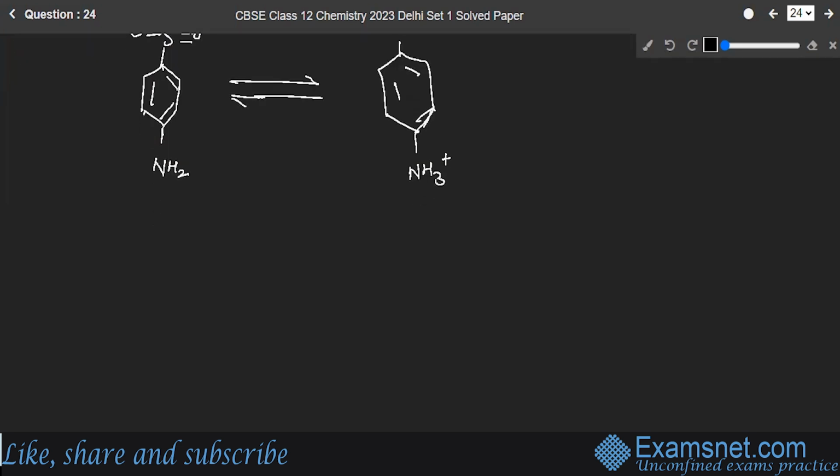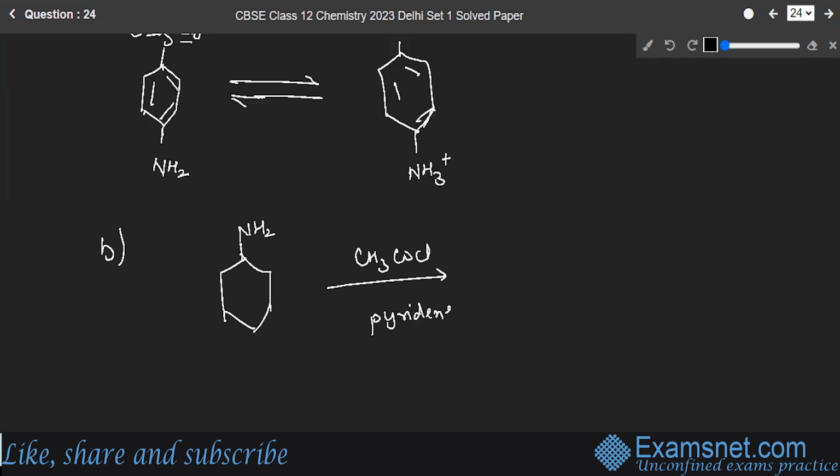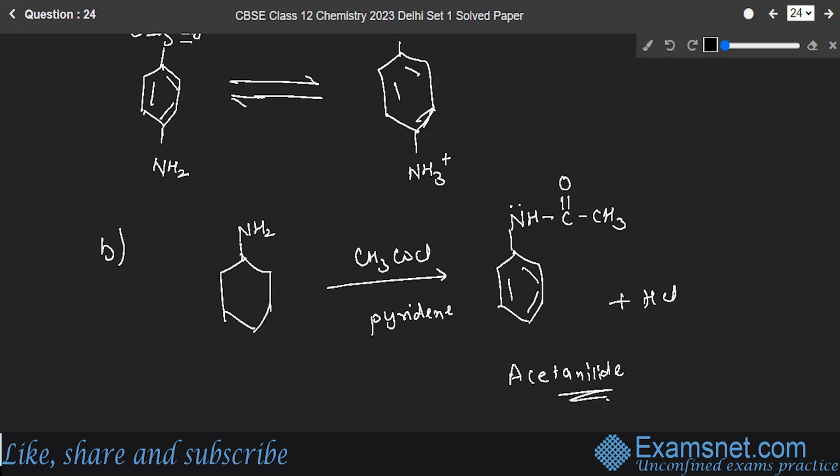Let's understand this through this equation. So here is your NH2, CH3COCl. This is pyridine. You will have here NHCOCH3, lone pair will be over here, plus HCl. This is acetanilide. So this activating effect of the NH2 group can be controlled by acetylation of the NH2 group. Hope you're clear with this.